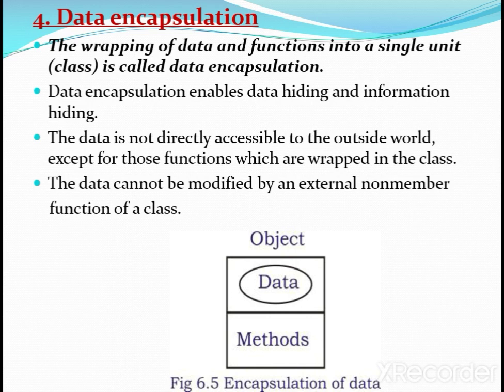The data is not directly accessible to the outside world except for those functions which are wrapped in the class, that is data hiding. The data cannot be modified by an external non-member function of a class. So it is because of this feature that the data seems to be hidden. This is about data encapsulation. It supports data hiding and information hiding.